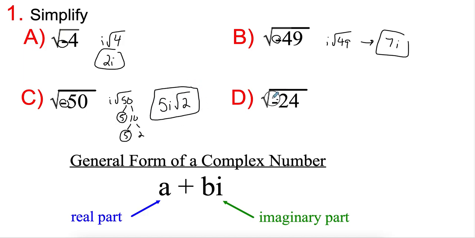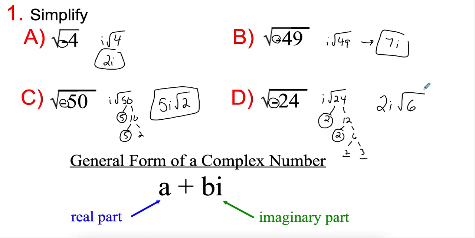Okay, same thing here. Take the negative out, then break down the 24. And then we look for groups of numbers. So I have a group of 2s, and then those have to go back. So 2 would come out, I have the i in front, and then the 2 and the 3 go back as a 6. And then we have it simplified.